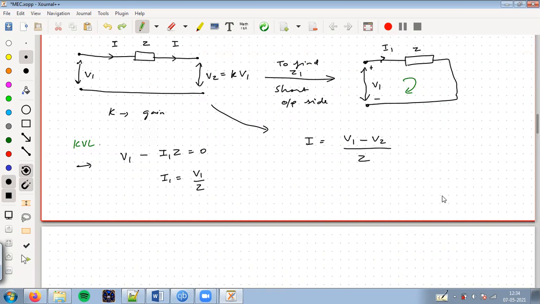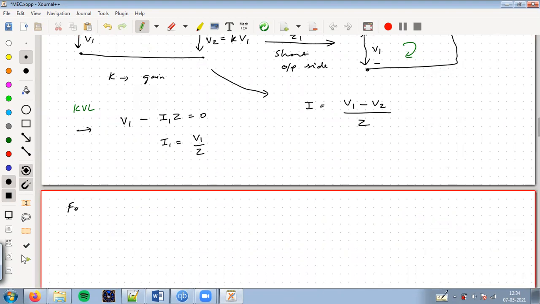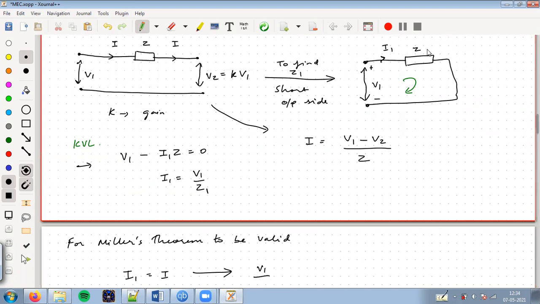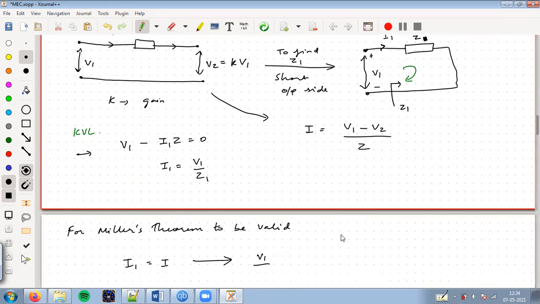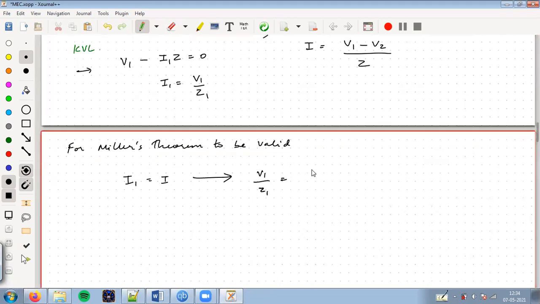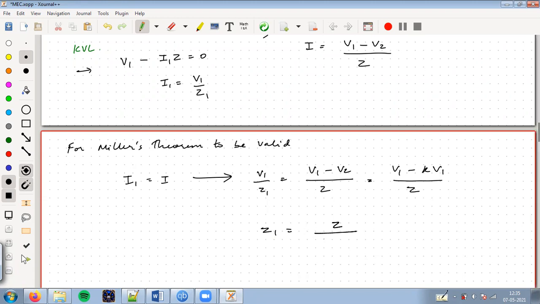Now, for Miller's theorem to be valid, I1 has to be the same as I. Then in that case, V1, small correction, this is actually Z. Although this is Z, the impedance which I'm seeing is Z1. So V1 by Z1 is equal to V1 minus V2 by Z. V2 is K times V1, so V1 minus K times V1 by Z. Solve it, you'll get Z1 equals Z divided by 1 minus K.